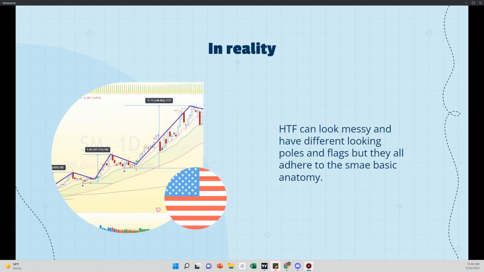So, in reality, these things can look a little bit more messy than a straight line drawing. And they can have slightly different looking poles and flags. There'll be ups and downs along the way. Things don't just go straight up. But they do all adhere to the same basic anatomy.